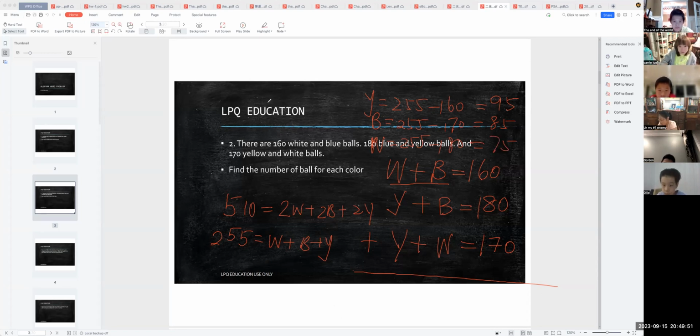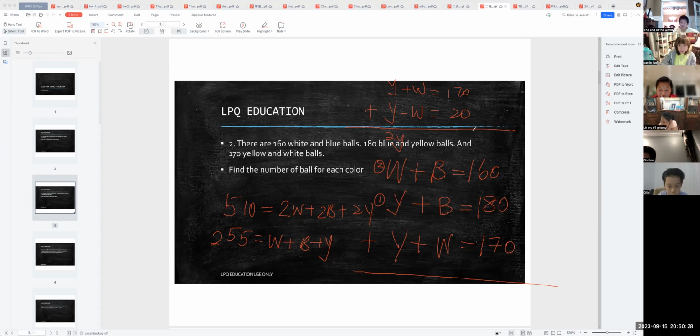Get it? And also, I would like to introduce another way to all of you, in case you forgot this method. If you have more than one method, it's easier for you to understand. Everybody, let's take a look at this one. If we have this one minus this one, B minus B, there's no B. Yellow minus W equals 20, correct? And we have yellow plus W equals 170. So all I need to do is plus them together. So Y plus Y equals 2Y, and W minus W, there's no W, equals 190. So Y equals 85.